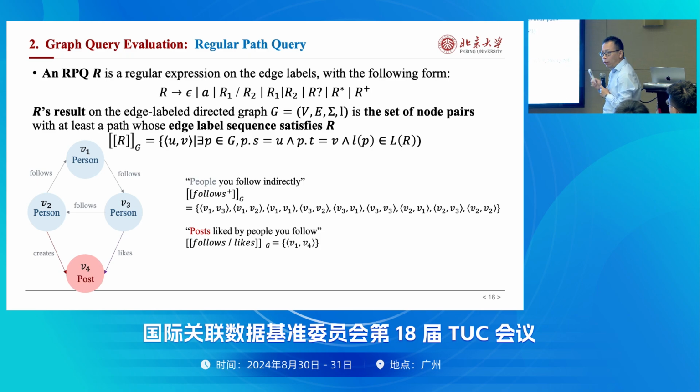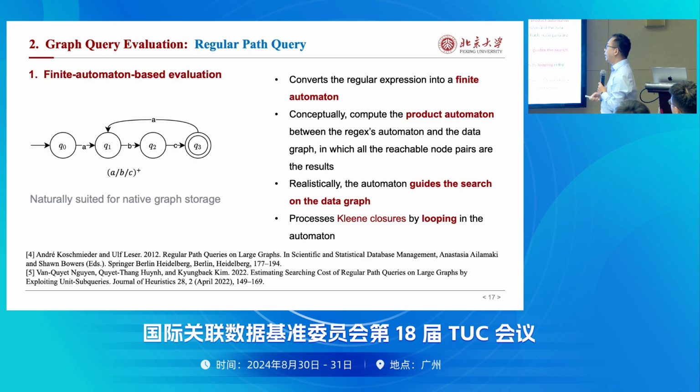For regular path queries, we also have two different planning approaches. The first one is based on finite automata-based evaluation.